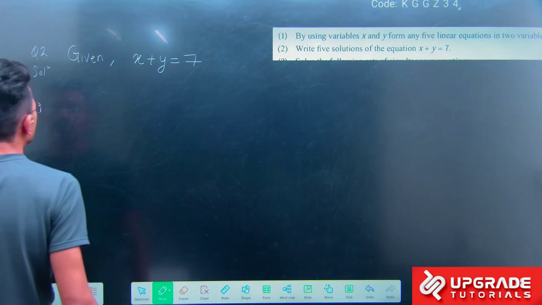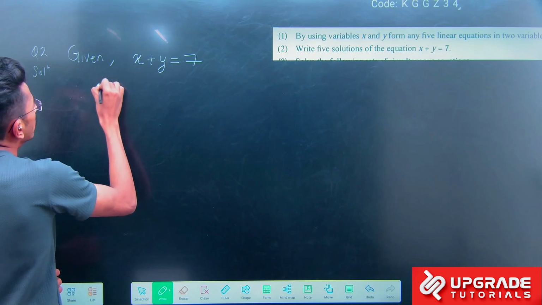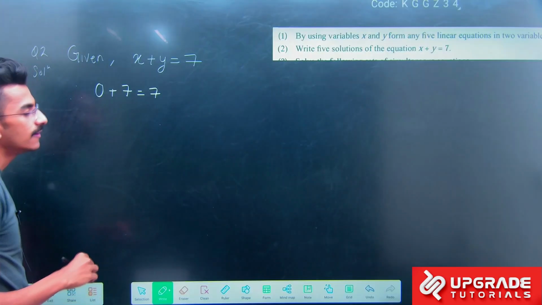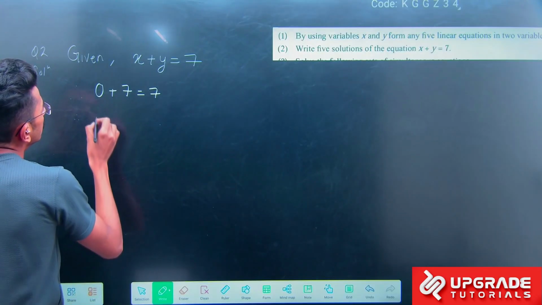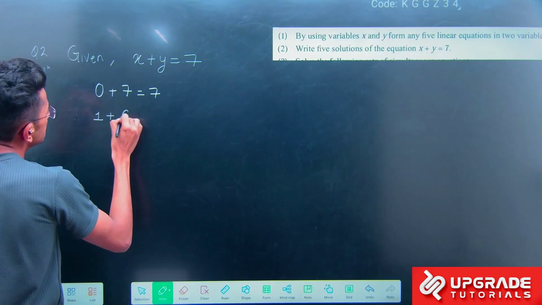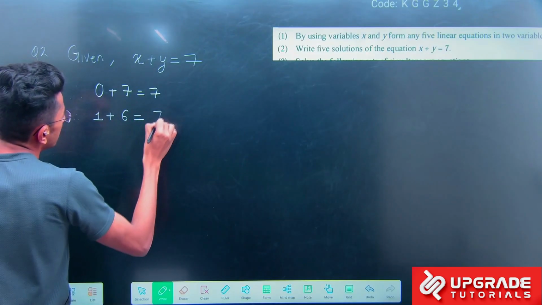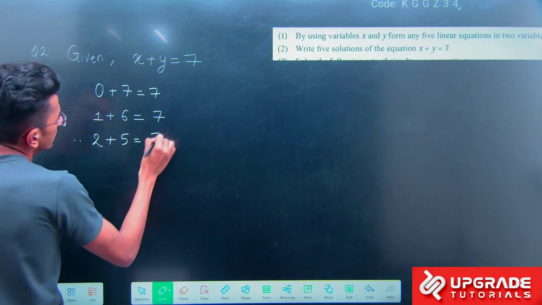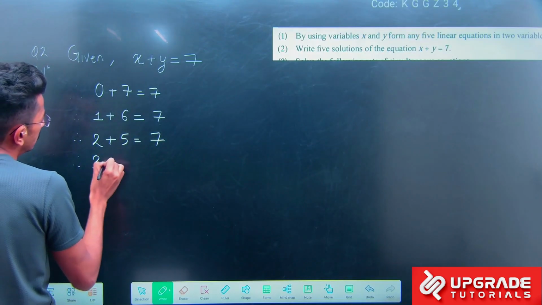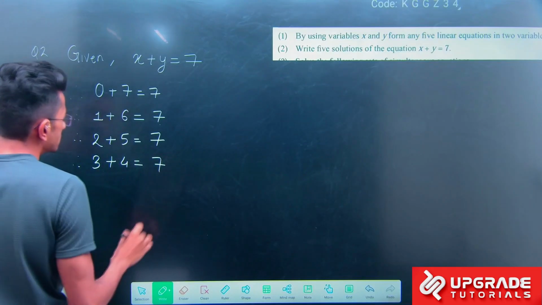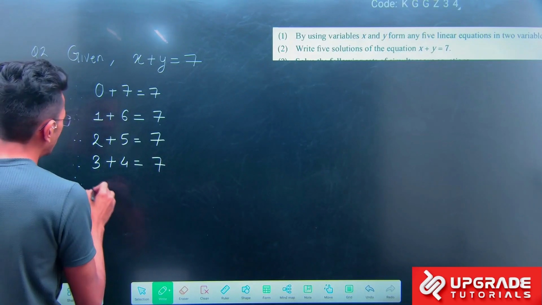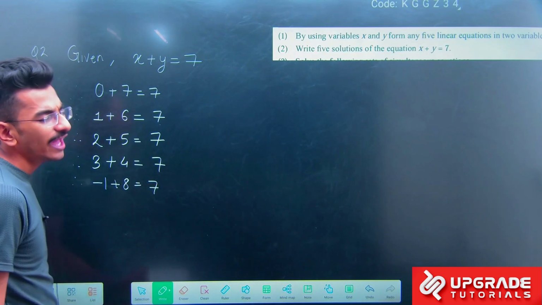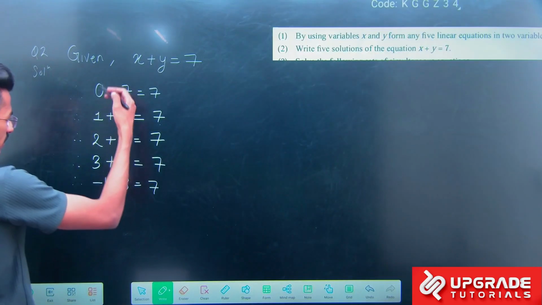If I take x as 0, then y will be 7, we get 7. If I take x as 1, y will be 6, we get 7. If I take x as 2, y will be 5, we get 7. If I take x as 3, y will be 4, it turns out to be 7. I can also take some negative values. If I take x as minus 1, y will be plus 8 and I'll get 7. Any values you can take. So I got 5 values.